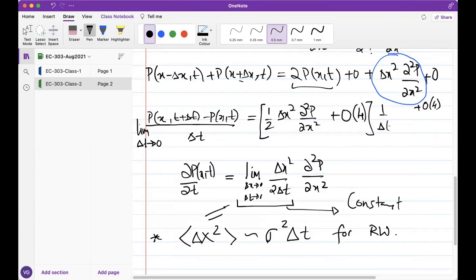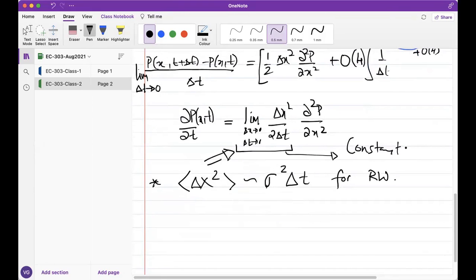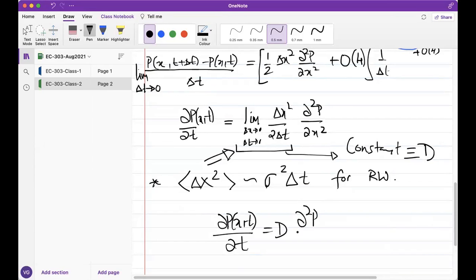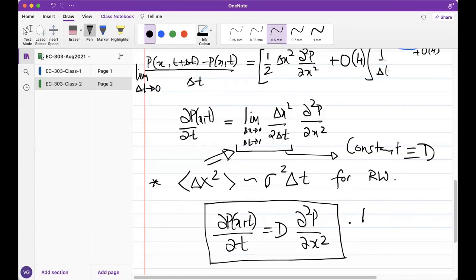This implies that this goes to a constant, and that constant is usually denoted by, some people denote it by 2d, some people by d. Okay, so you have this. How many of you have seen this equation before at some point of time? Has anyone seen this before? This is Fick's law. It relates to Fick's law. It's called the diffusion equation.